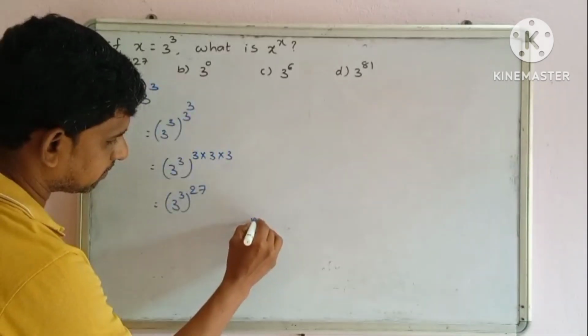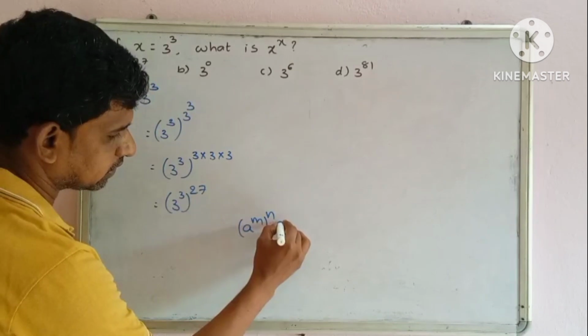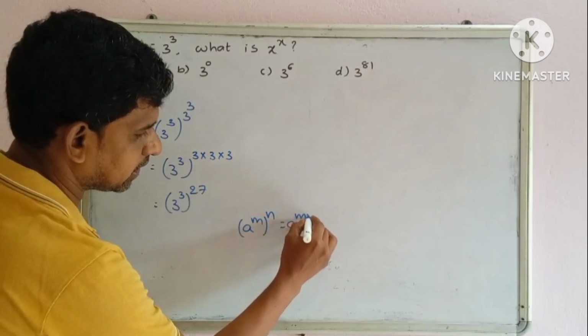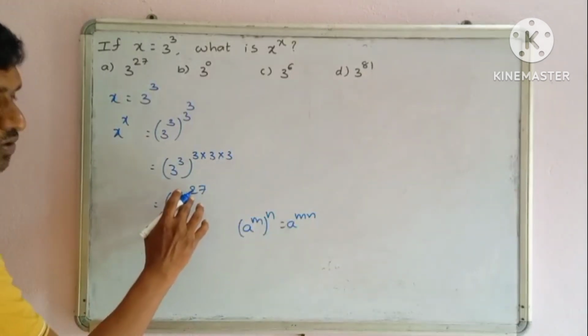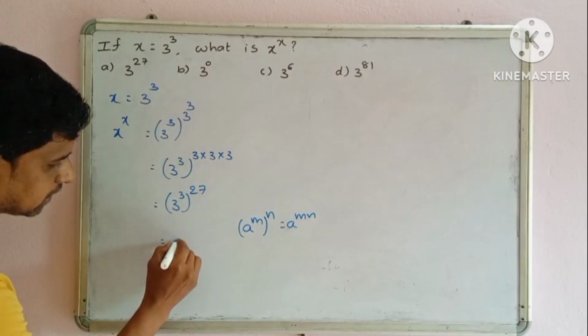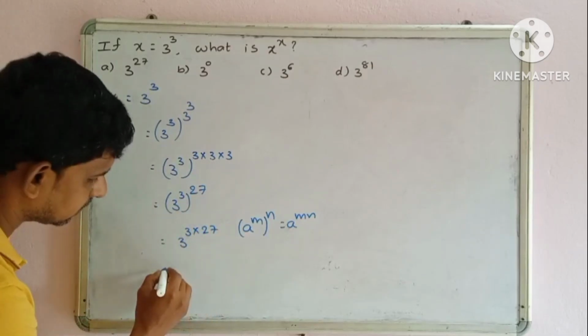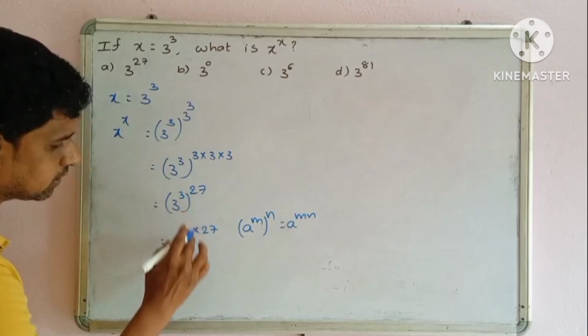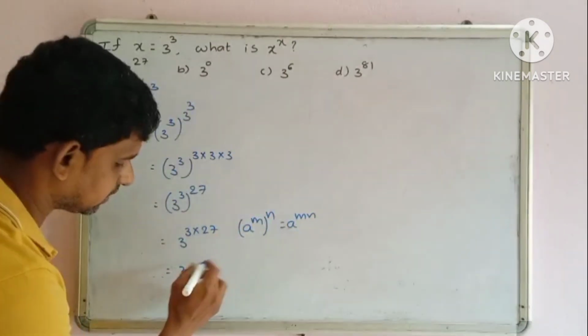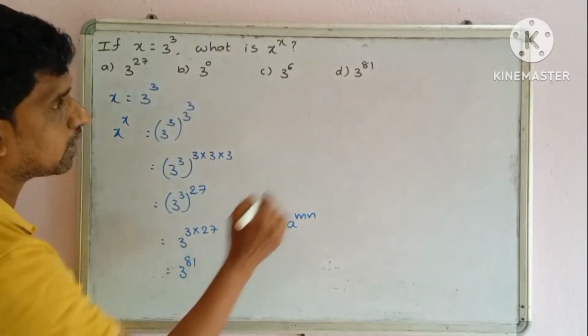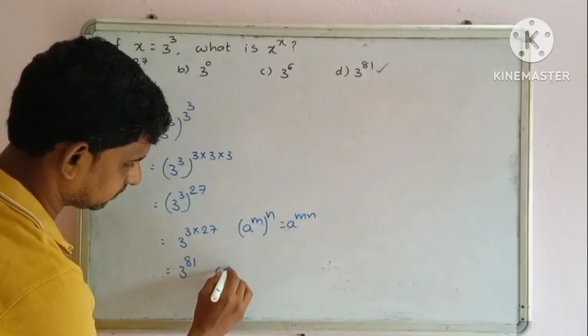So (a power m) whole power n equals a power mn. So this is of the form (a power m) whole power n, so a power m times n. That equals 3 power 3 times 27, which is 81. So the option is D.